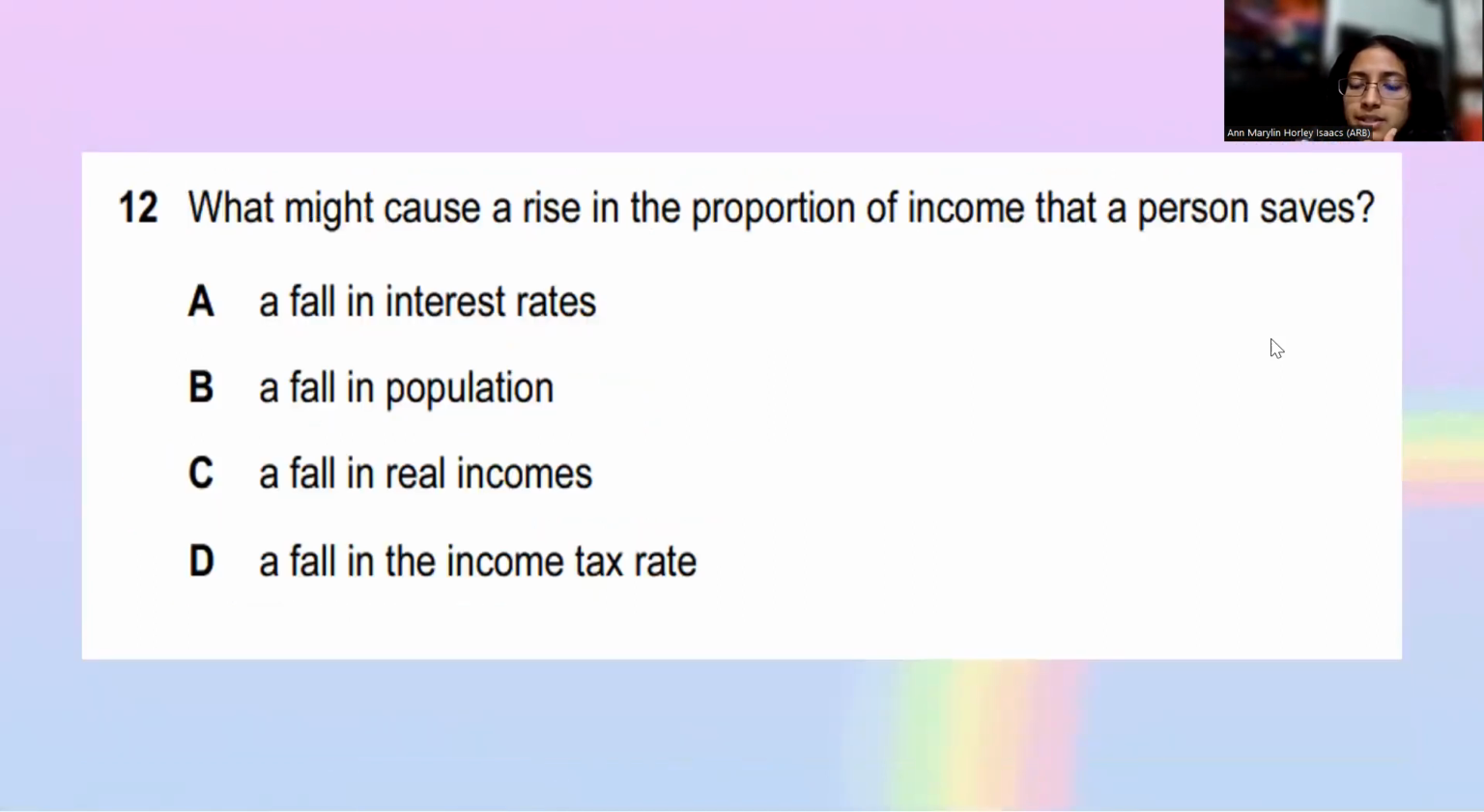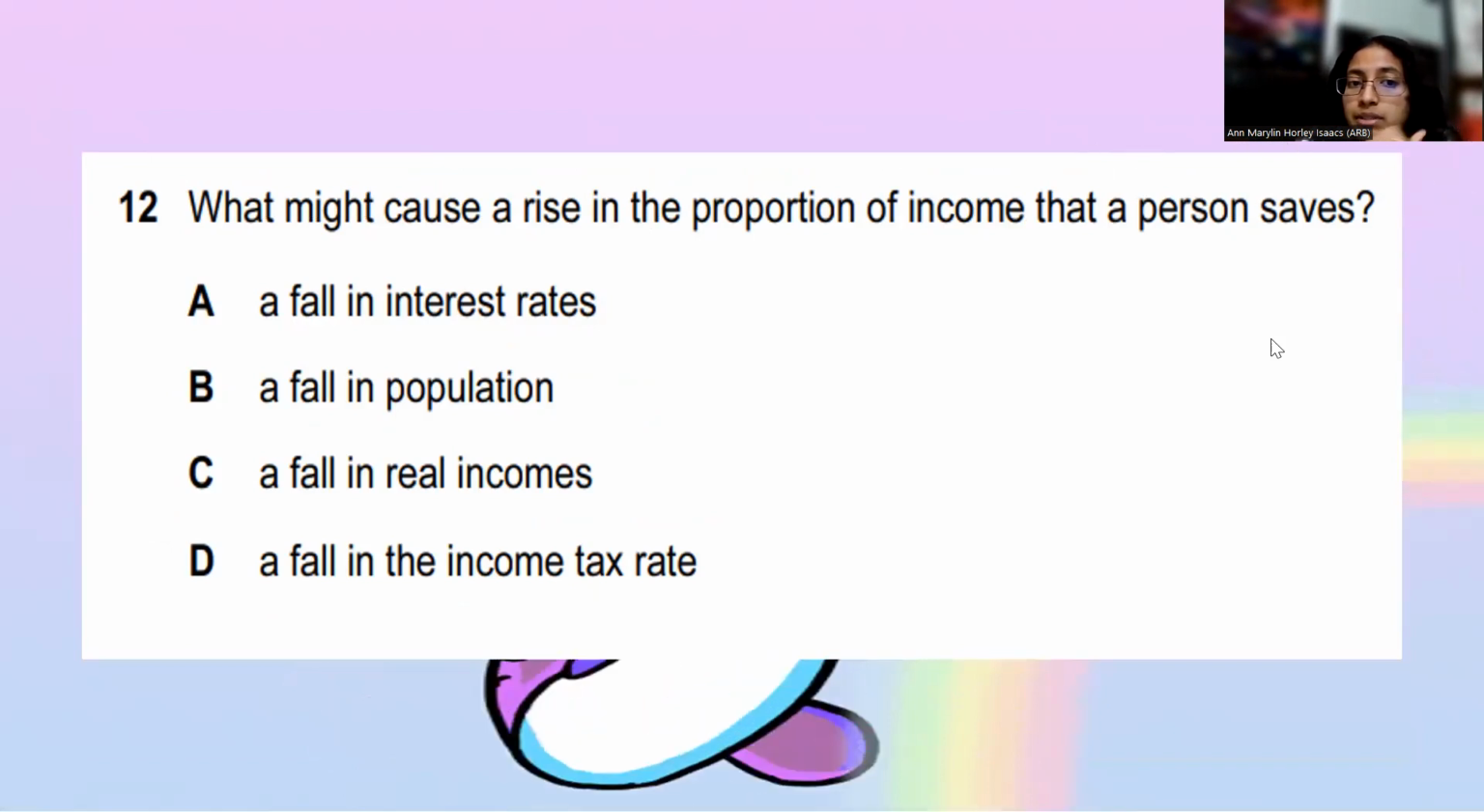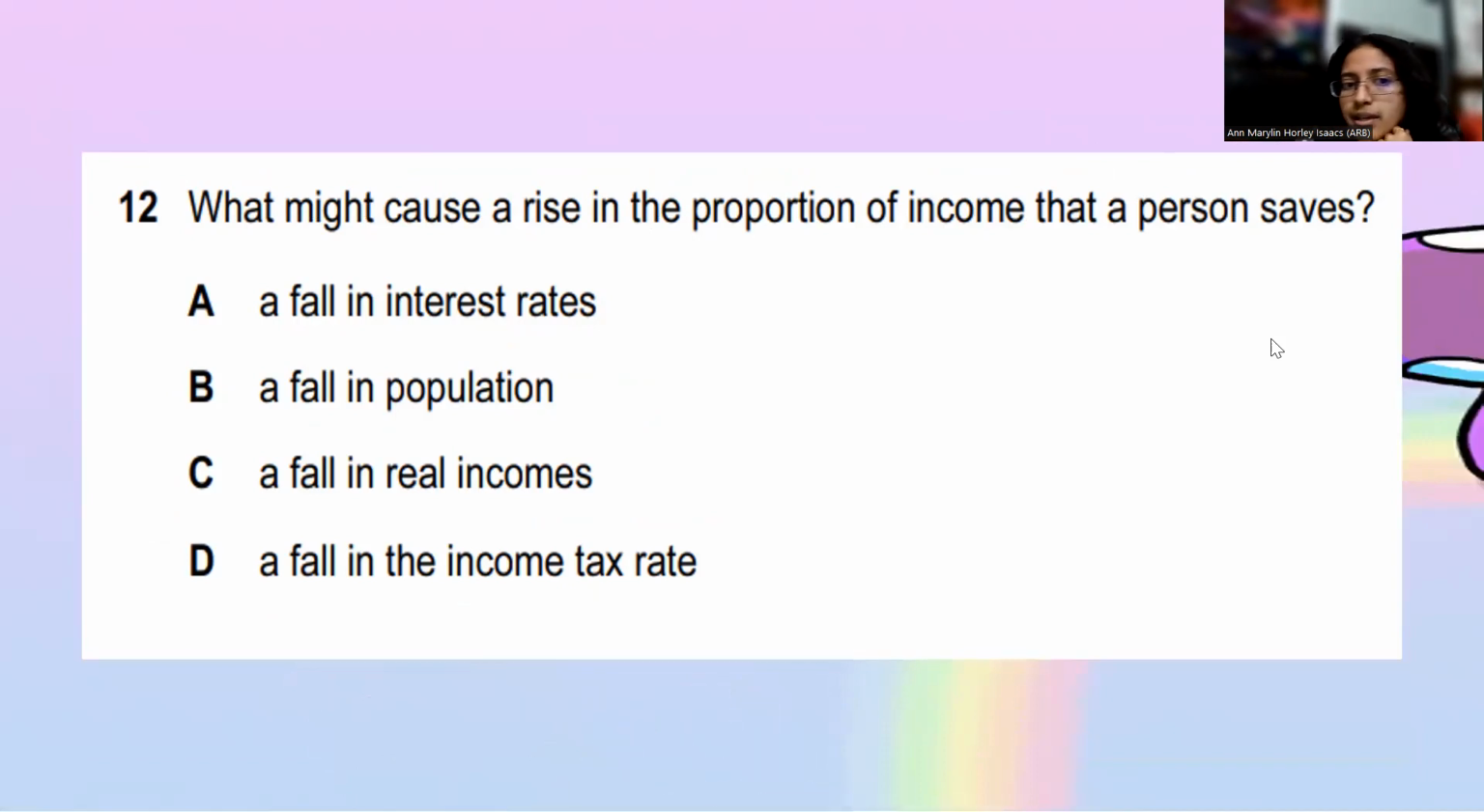12. What might cause a rise in the proportion of income that a person saves? Whenever we get income, we do two things: we spend or we save, right? So if there's a fall in interest rates, and this is a question I get in class all the time.